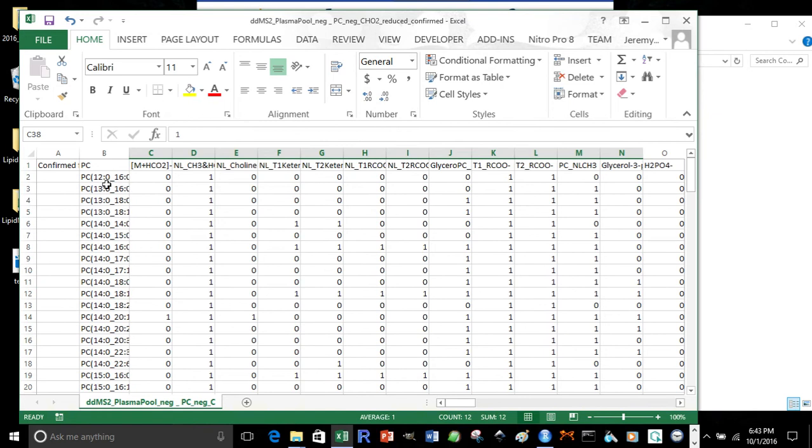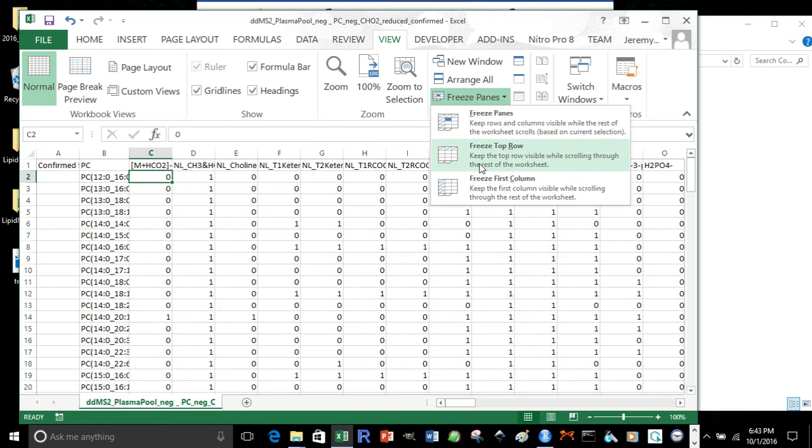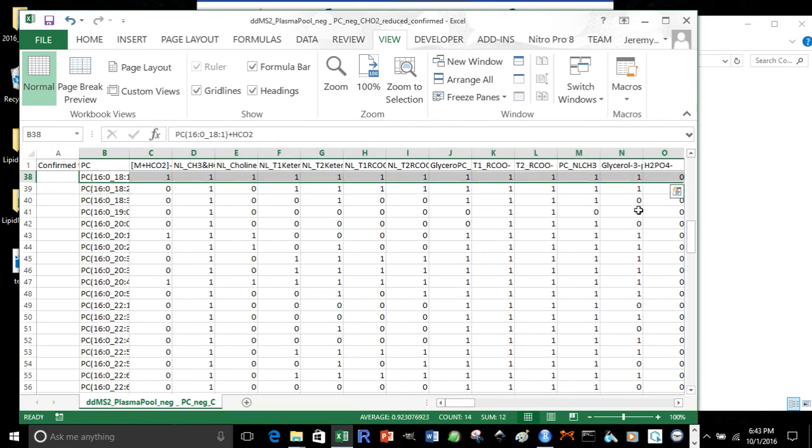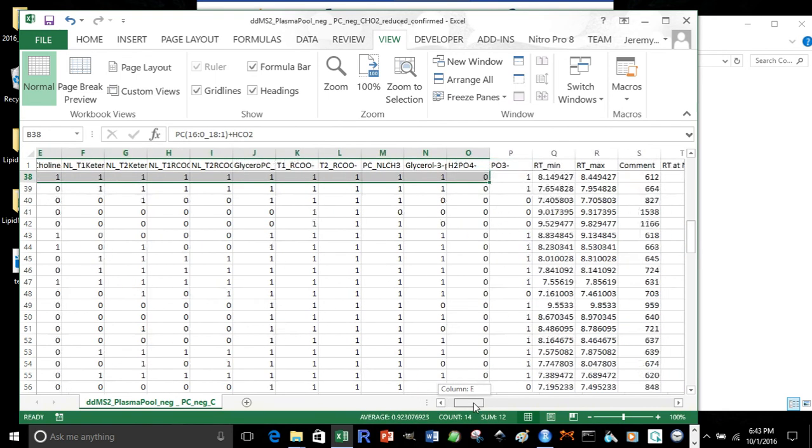What I like to do is you can go to View, and you can freeze the panes. So now you can see all those fragments. So let's look at our 16:0_18:1. We see almost all the fragments that are possible.